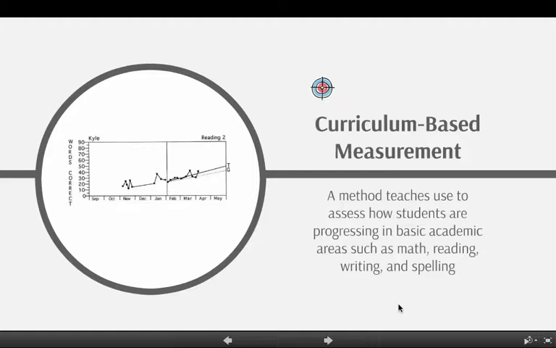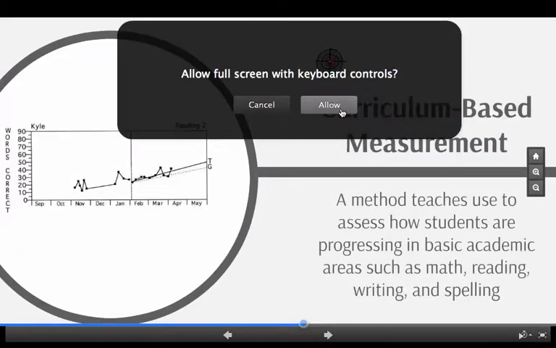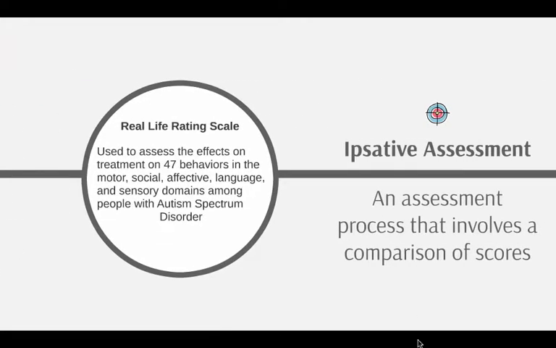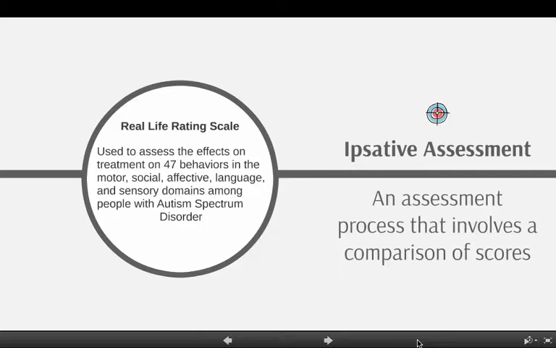So we have 3 forms so far. We've got the criterion reference assessment, we've got norm reference assessments, and we also have curriculum-based assessment. The next kind of assessment that is used is what's referred to as an ipsative assessment. And all that means is an assessment process that involves a repeat and a comparison of scores as a result of the replication. So one ipsative assessment type is referred to as the real-life rating scale.